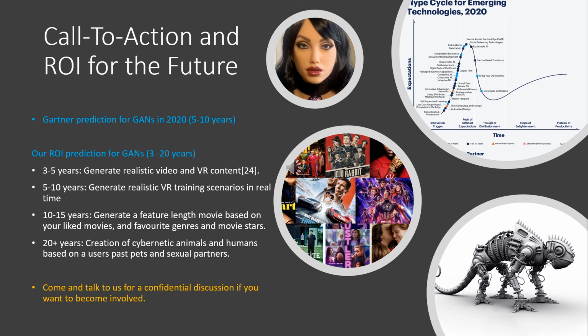10 to 15 years time, generate a feature-length movie based on your liked movies and your favorite genres and movie stars. 20 plus years time, creation of cybernetic animals and humans based on users' past pets and sexual partners.